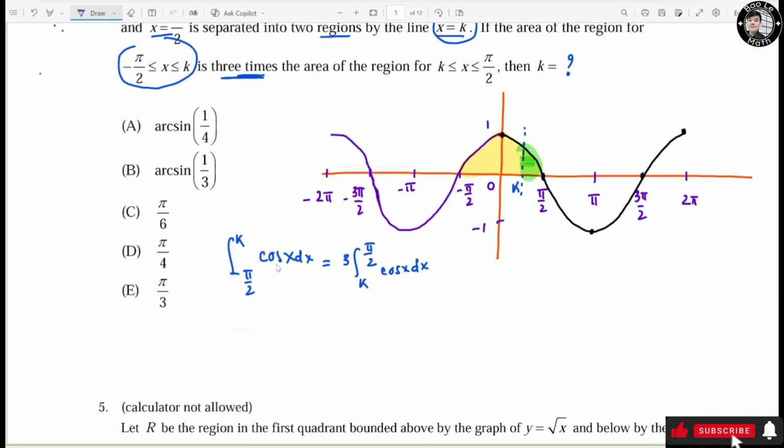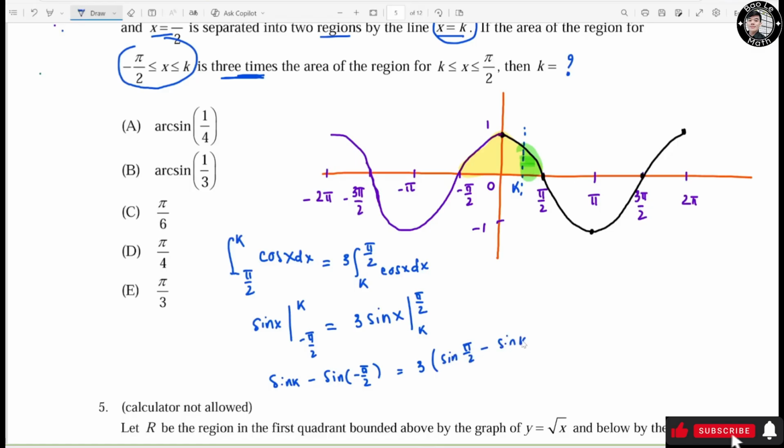Now the antiderivative of cosine should be sine x, evaluated from negative pi over 2 to k, equals 3 times sine x evaluated from k to pi over 2, right? So it's going to be sine k subtract sine of negative pi over 2 equals 3 times sine of pi over 2 subtract sine k, right? Now sine of negative pi over 2 equals negative sine of pi over 2. Sine pi over 2 equals 1, right?